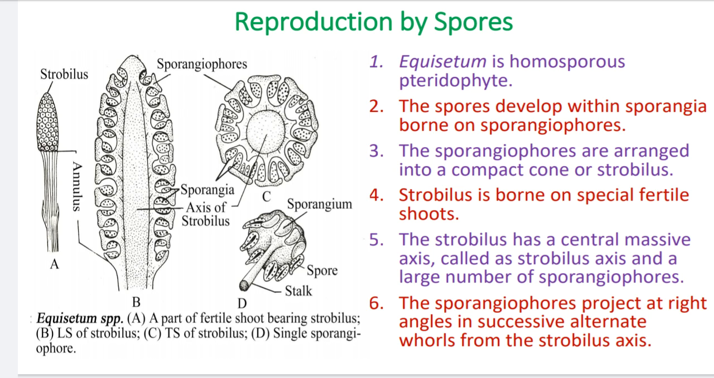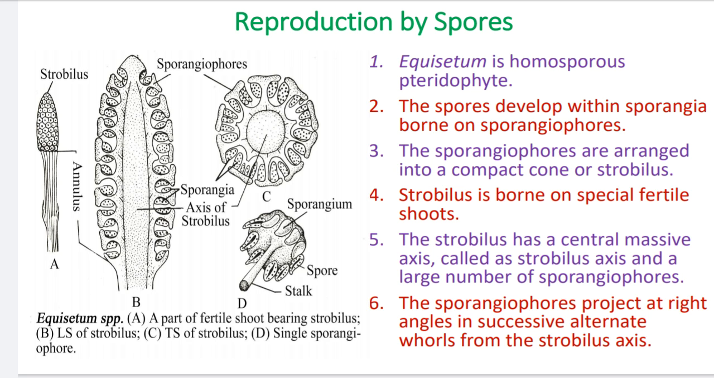Very simple meaning. Number 3. The sporangiophores are arranged into a compact cone or strobilus. Okay, they are arranged in the strobilus. Number 4. Strobilus is borne on a special fertile shoot. We already discussed. Number 5. The strobilus has a central massive axis called the strobilus axis and a large number of sporangiophores. You see in the diagram, it is clearly given. Number 6. The sporangiophores project at right angles in successive alternate whorls from the strobilus axis. It is also discussed now.